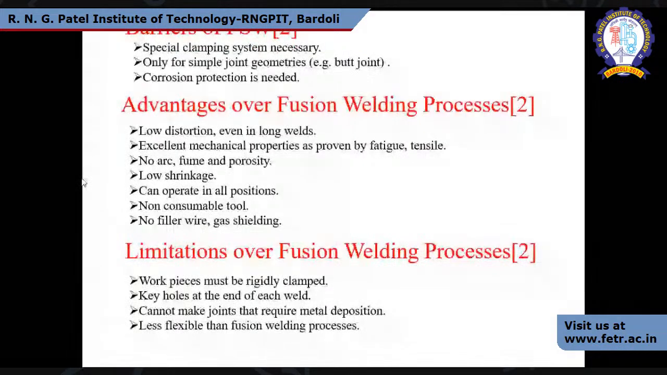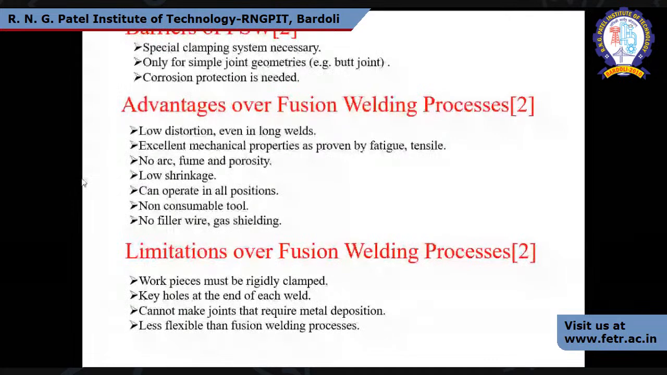Now, what are the barriers, advantages, and limitations of friction stir welding? First barrier of friction stir welding: a special clamping system is necessary. Whenever we do FSW, friction stir welding, on a lathe machine, a different clamping design is required. Whenever we go through the milling machine, a different clamping design is also required. Whenever we choose a base material with higher tensile strength or lower hardness, a different clamping mechanism is also required. So each and every aspect needs to be considered whenever we design any kind of clamp for the friction stir welding process.